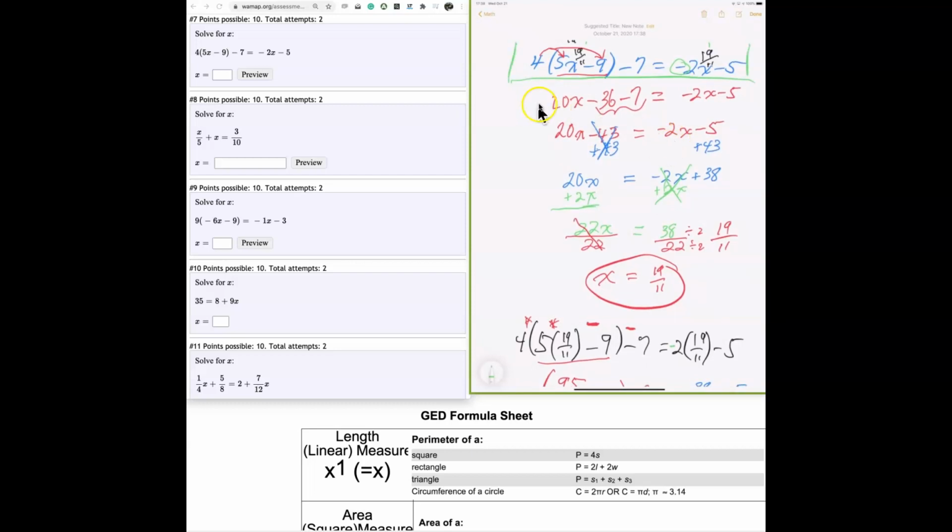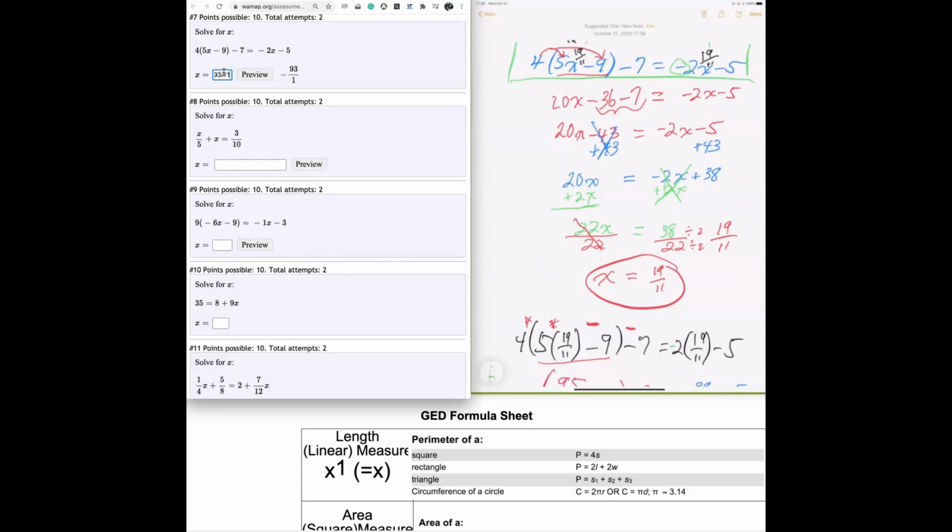So over here we would put in negative sign, 93 slash 11. And it will show us how that looks formatted. And if it's an equation, it will tell you if the syntax is okay or not. Okay. All right.